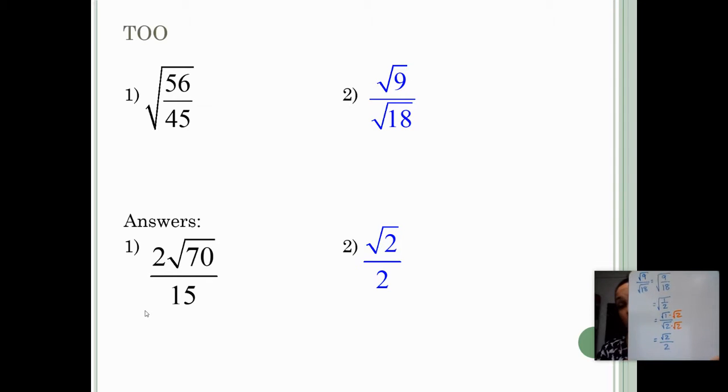Now, this is not the only way to do this problem. This is just the quickest way to do the problem. So if you did the problem a different way, but you got the same answer, then what you did was good.